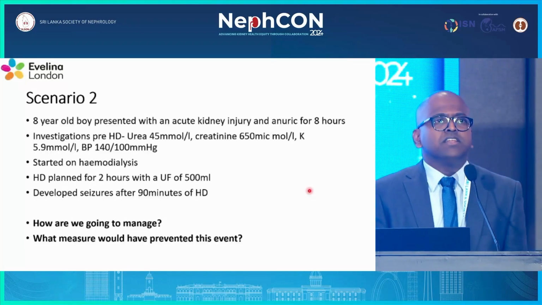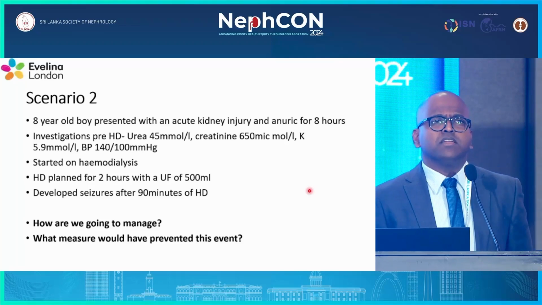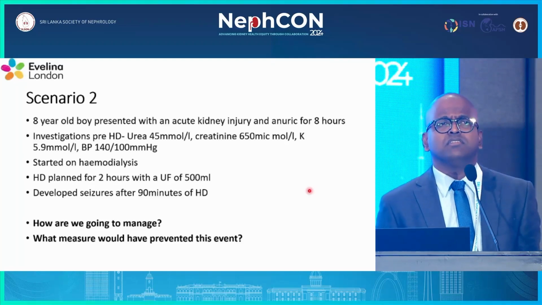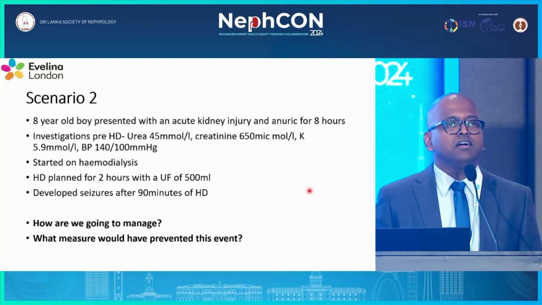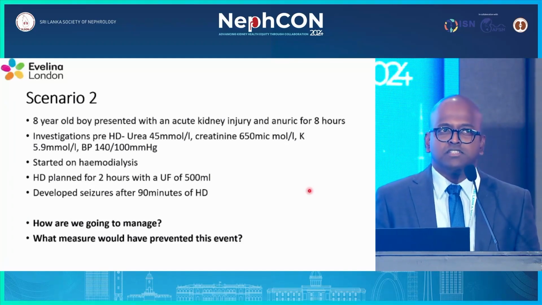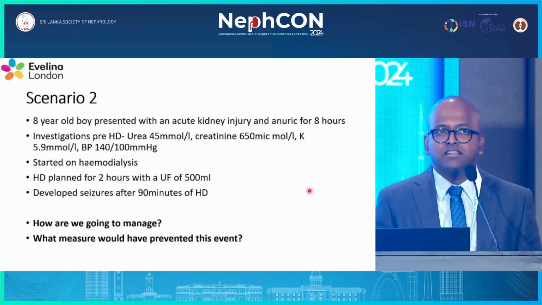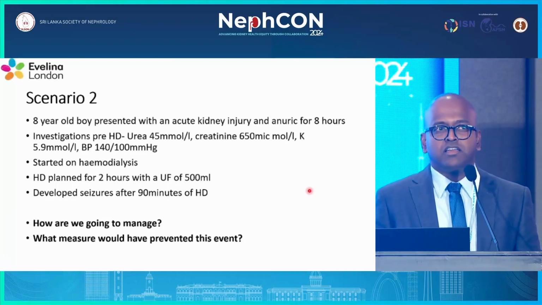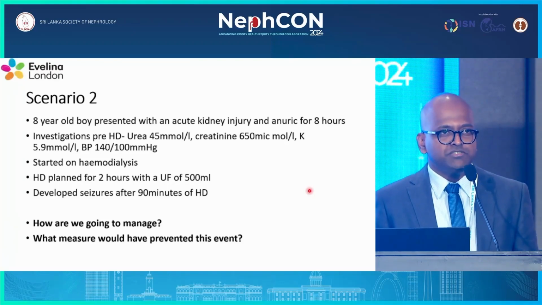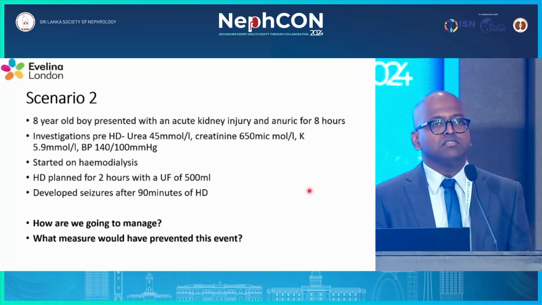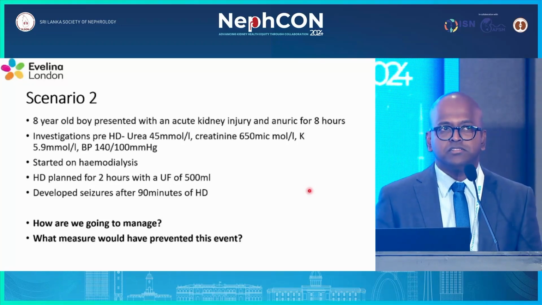We'll move to the second scenario. An 8-year-old boy presented with an acute kidney injury, and he had been anuric for about 8 hours. The pre-hemodialysis urea was about 45 millimoles per liter, creatinine was 650, potassium was high, and blood pressure was high. He was started on his first hemodialysis session. The initial HD was planned for about 2 hours with an ultrafiltration goal of 500 mL.